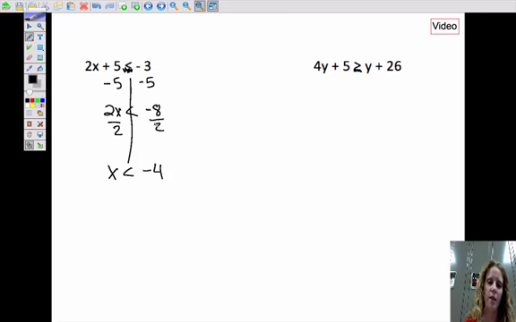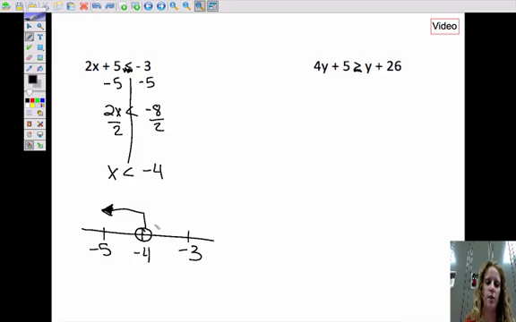Now, over here, my negative can stay. I didn't divide by a negative, so I don't flip, okay? So on a number line, I'm going to have -4, -5, -3. And now, for a not equal to, we use an open circle, and we're going that way. So since we're not equal to, we have that open circle. Equal to has a closed circle, not equal has an open circle.